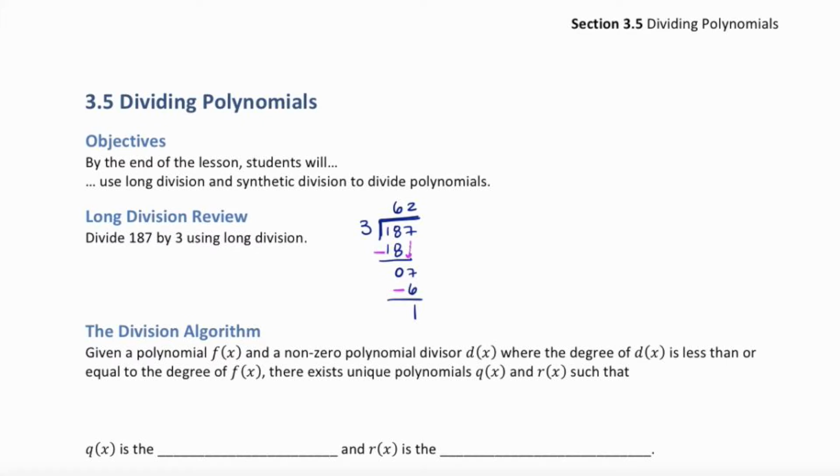Now, what did we just do? We showed that 187 equals 3 times 62 plus 1. This here is our divisor. Here we have our quotient. And then here we have our remainder.